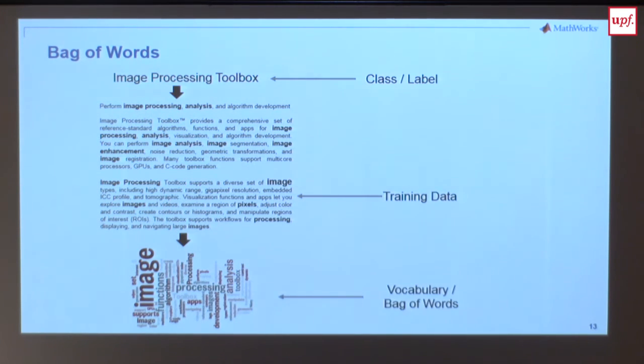So if we bring this to machine learning, our class is going to be image processing toolbox, our label. Then the training data is going to be our text. And then the word cloud is going to be our vocabulary. It's going to be our bag of words. If we bring this to images, we can think of a bag of visual words as the following.